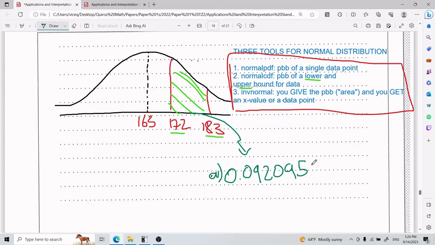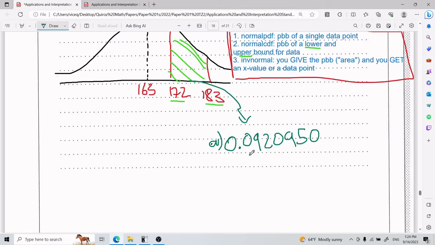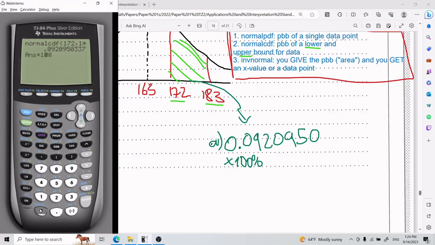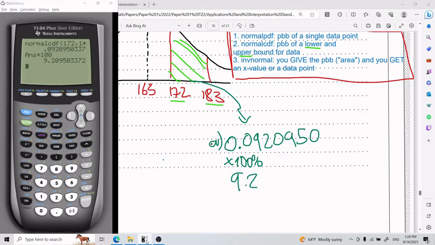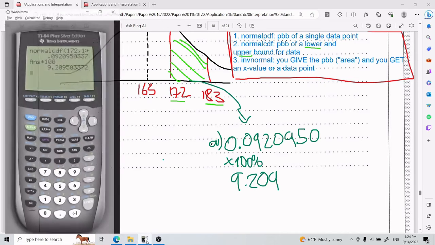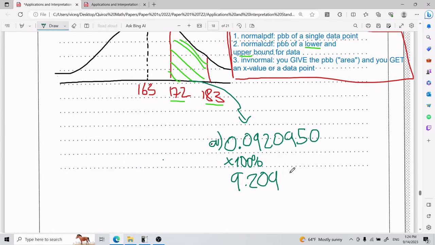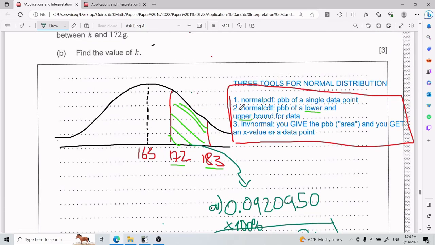Now I need to leave it as a probability. See? And so for the IB, actually leaving it like this, they're going to get it, it's fine. But if you feel more comfortable leaving it as a percent, to convert this to a percent, you multiply by 100%. So I go ahead and multiply by 100. I end up with 9.2095, I mean 0.92095%. Okay? So that is for part A. We used normal CDF because normal CDF is the one about bounds.